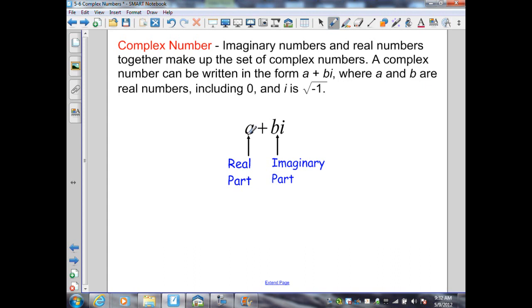On previous slides, we've seen a plus bi. Here we're going to define that as a complex number. Imaginary numbers and real numbers together make up the set of complex numbers. A complex number can be written in the form a plus bi, where a and b are real numbers, including 0, and i is equal to the square root of -1. So when I have a plus bi, I have a real part, which is represented with a, and b is also real, but when it multiplies times an imaginary number, it becomes the imaginary part of my complex number. But if b is 0, then this would drop out and just leave me with a real number.